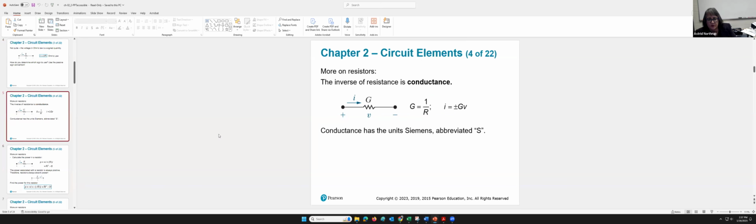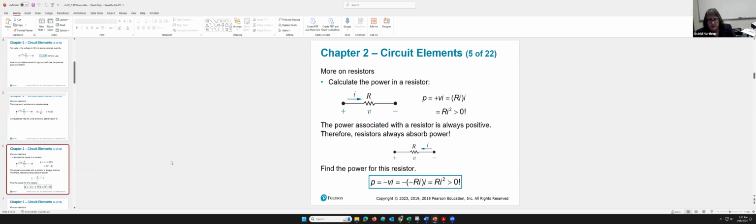Here's a slightly different way to express it. The reciprocal, 1 over the resistance, is called the conductance. In this equation, I is equal to plus or minus G times V. Remember, we had V equals IR. Since G is equal to 1 over R, I is equal to V over R. So it's just another way of writing the same equation, except that conductance, variable G, uses the unit of Siemens, abbreviated with an S. Siemens and ohm are named after the last names of some great scientists.